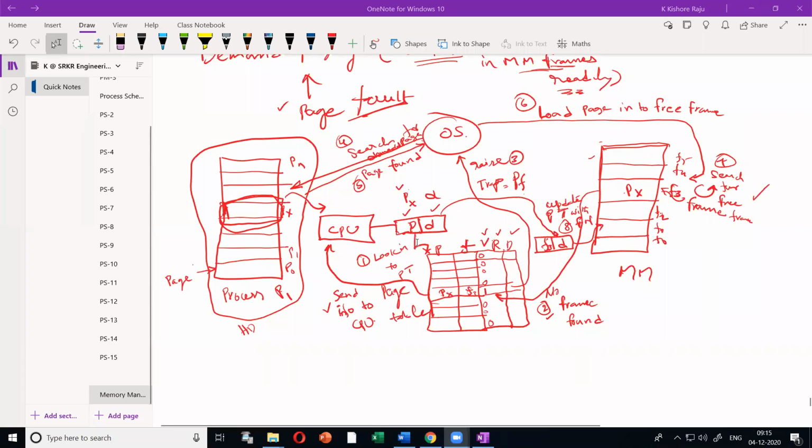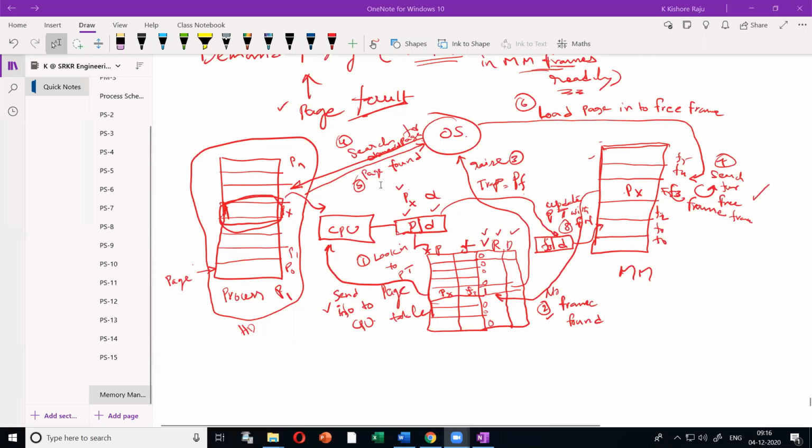The first step is the CPU will look for the page number and its corresponding frame number, not found. Second step is frame number not found. Third step, because the frame number is not found, it will raise a trap called page fault. Fourth step, the page fault happened because the required page is not available in any one of the main memory frames. So it will search whether the page is there or not.